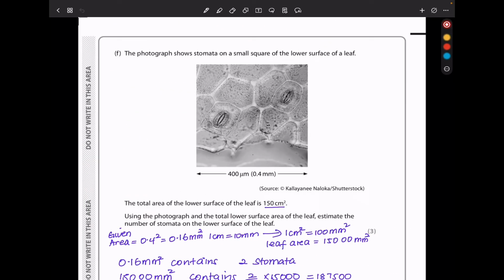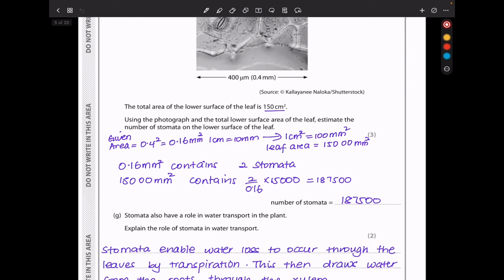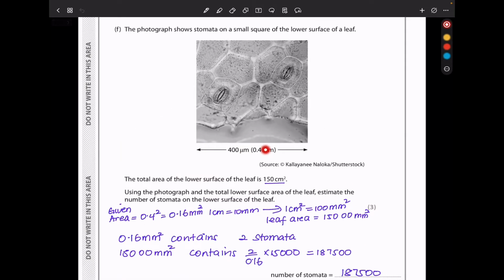In part F, the photograph shows stomata on a small square of the lower surface of a leaf. So we can see we have 2 stomata, there is one and the second one. And here they've given us this is a square which is 0.4 millimeters. The total area of the lower surface of the leaf is 150 centimeters squared. Using the photograph and the total lower surface area of the leaf, estimate the number of stomata on the lower surface of the leaf. So because they've given us this area, I'm also going to use these measurements here and find the area of this part of the leaf.